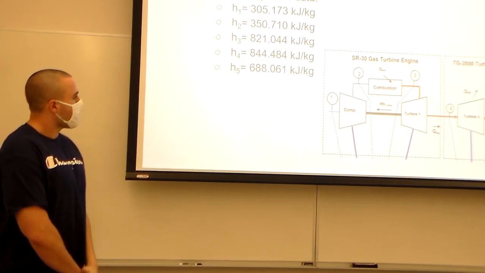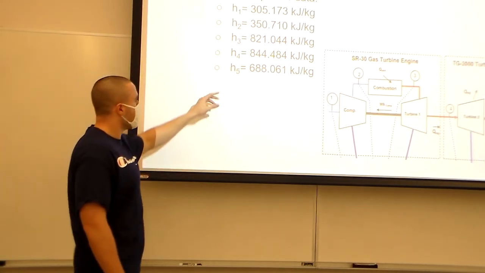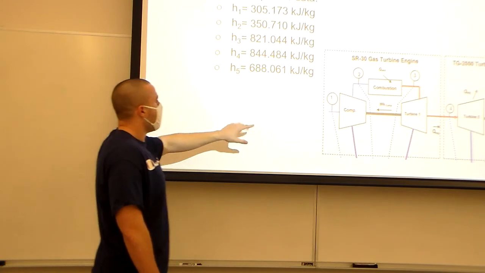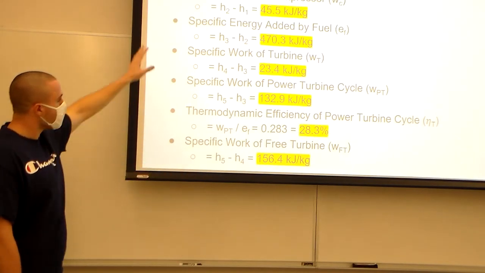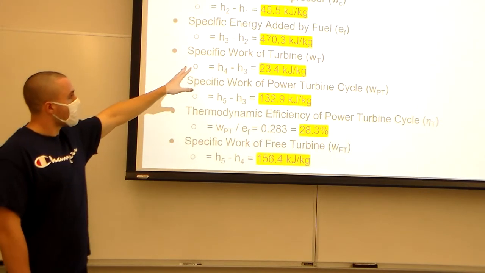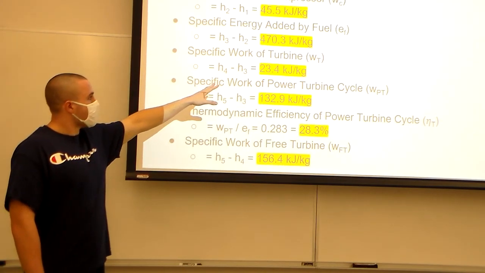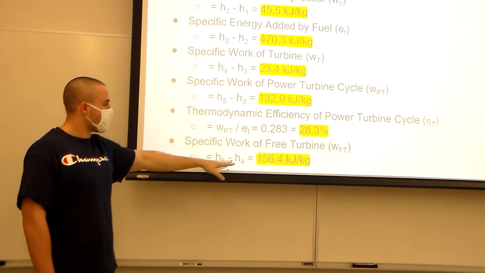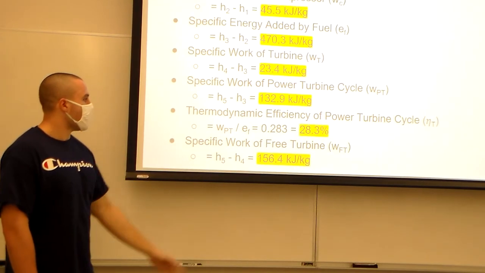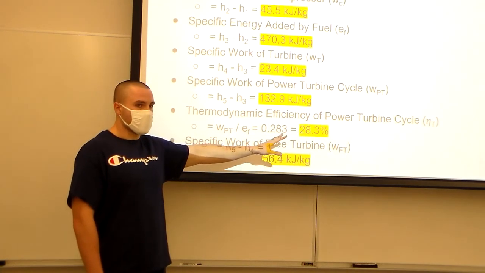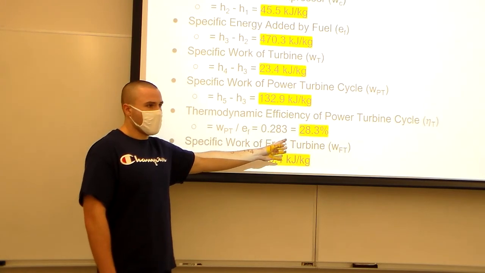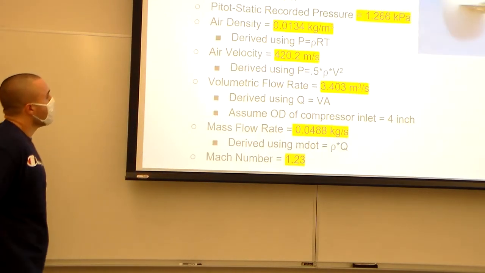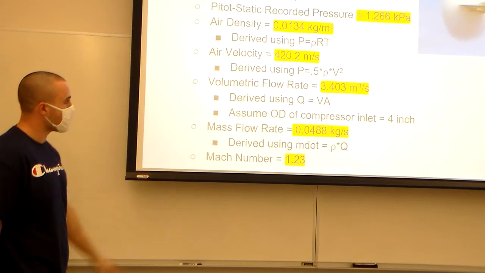Performing an analysis using the steam tables, we determined the specific enthalpies at each one of these points. Using that, we were able to determine these parameters: specific work of the compressor, the specific energy of the fuel, specific work of the turbine, the work of the power turbine cycle, the efficiency, and the specific work of the free turbine. It's noted that we got a thermal efficiency of 28.3%, which is pretty good. It's about what you want, and about what we'd expect. I think the expected calculation came out to be about 26%, so this is actually a little bit higher.